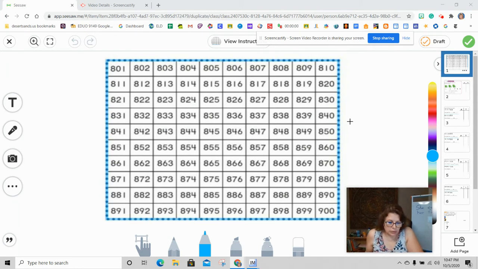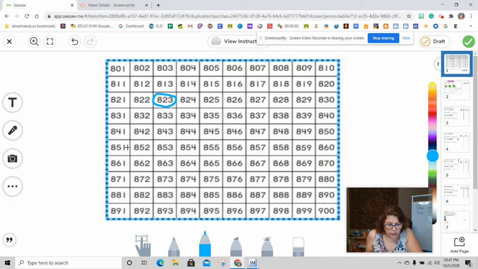So I'm going to read to you the following problem and be a good listener because this is a listening part. Okay, at Blossom's Bakery, 823 muffins were sold in the morning. So I'm going to find the number 823 on my chart, which is right here, 823. So this is how much was sold at the bakery. And that was in the morning.